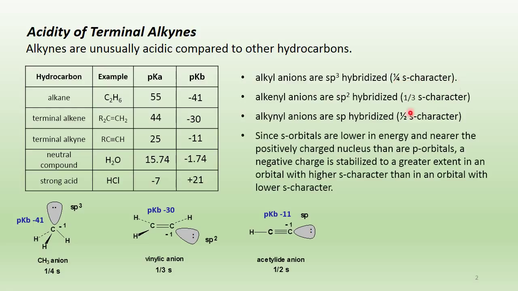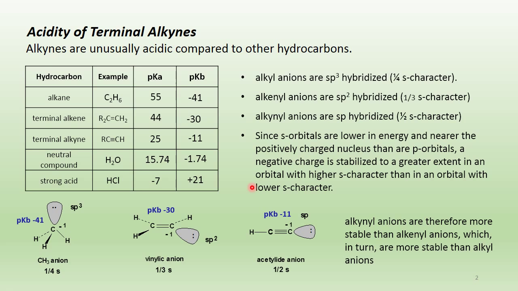The point here is that since S orbitals are lower in energy and nearer to the positively charged nucleus than are P orbitals, a negative charge, as we have in these anions, is stabilized to a greater extent in an orbital with a higher S character than in an orbital with a lower S character. And so alkynyl anions are therefore much more stable than alkenyl anions, which are in turn more stable than alkyl anions.